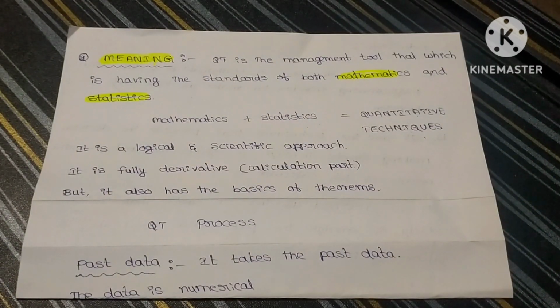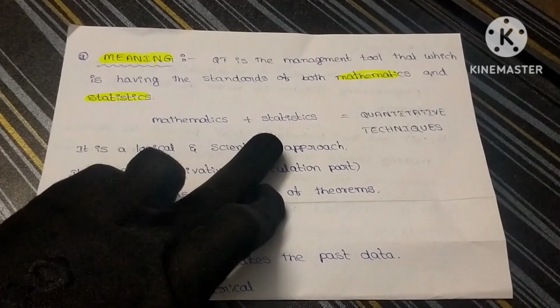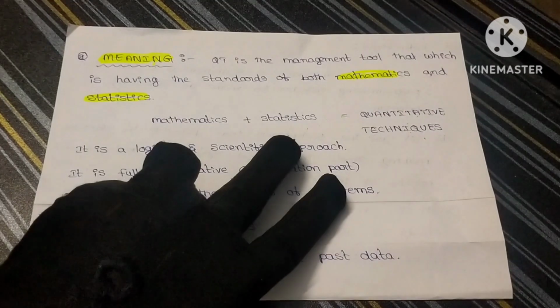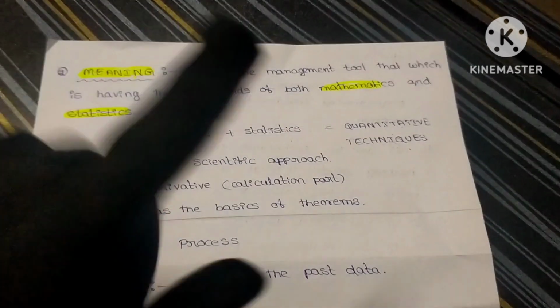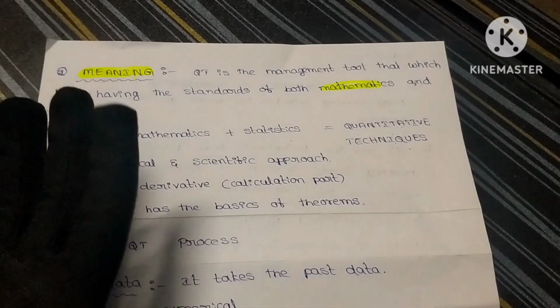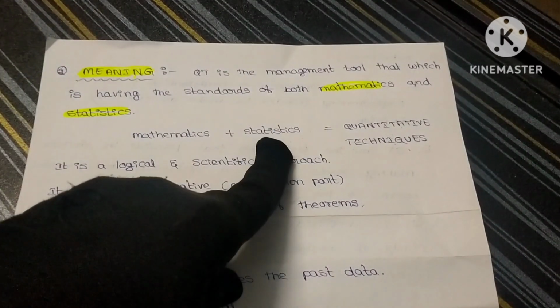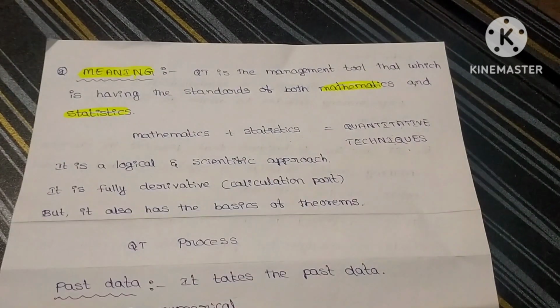Very often people think that mathematics as well as statistics both are same, but actually these two are completely different from one another. Mathematics, it is separate, and coming to statistics, it is also separate. When you combine both mathematics as well as statistics, that is called as quantitative techniques.